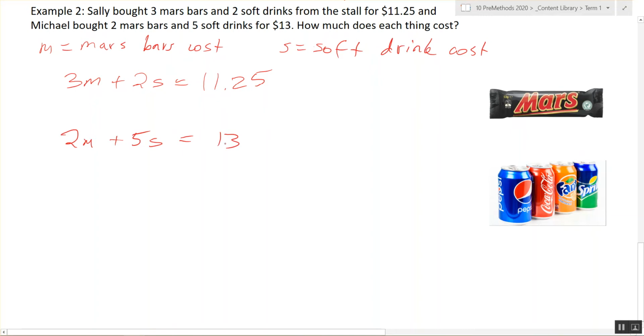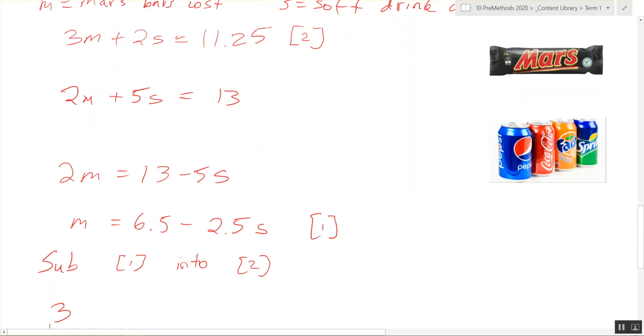Which one do you think should we rearrange to isolate? I'll bring the 5s to the other side. It becomes -5s. Dividing everything by becomes m. So we have equation 1. We're going to sub it into equation 2. 3, wherever the m is, we put all of that stuff. Yeah? Does that make sense?